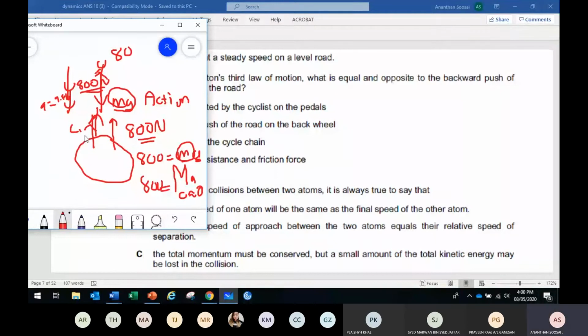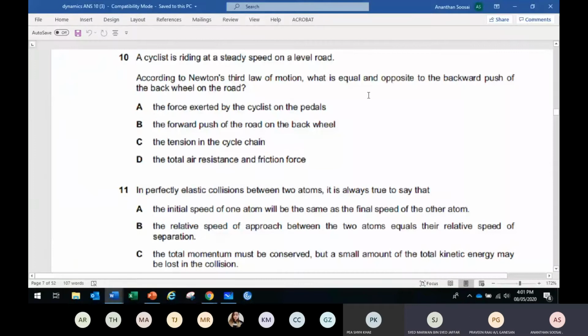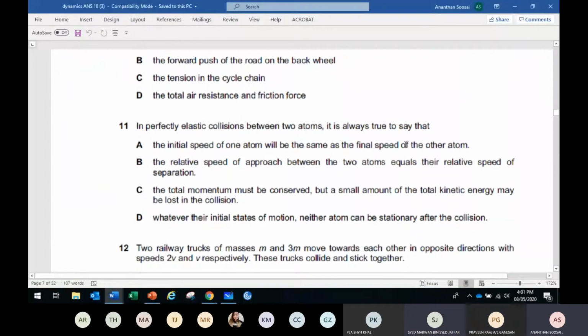What are the 3 conditions for an action and reaction pair? Anyone? I told you. For 2 forces to be an action-reaction pair, what 3 characteristics should they have? It must be the same magnitude. It must be oppositely directed. Third, it must act on a different body. Okay, good. So yeah, the answer is B. Okay, next, 11.